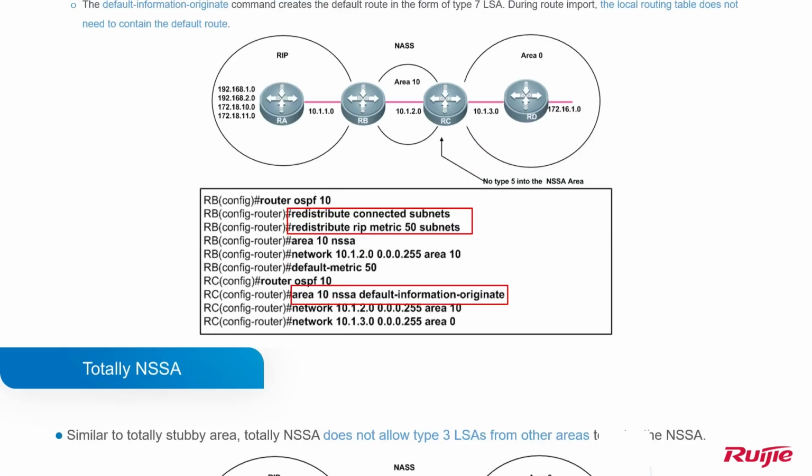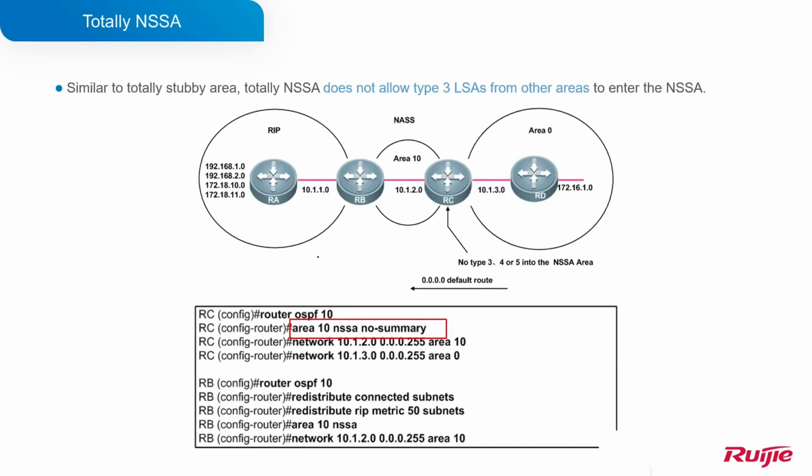And next, here is a totally NSSA area. So actually the totally NSSA area reduces more detailed information in the NSSA area. Actually, we know the NSSA area blocks the type 4 and type 5 LSA information, right? So for the totally NSSA, we additionally reduce the detailed type 3 LSA. And for the totally NSSA, here is the configuration example.